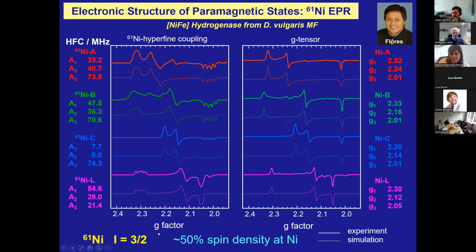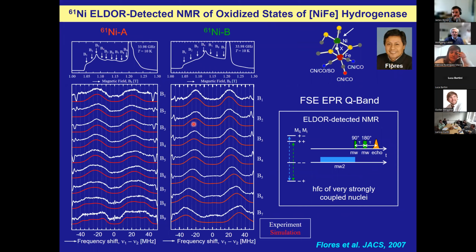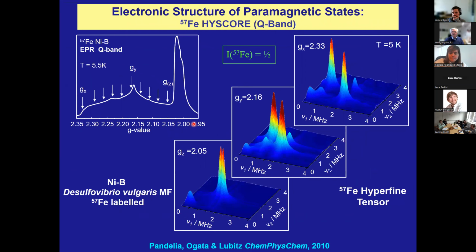You see nickel-61 has a spin of 3/2. We get a splitting into 4 lines. And so we get the whole nickel hyperfine structure from these spectra. And it shows that about 50% of the spin is at the nickel. And that can also be measured with radio-detected NMR. We also looked at the iron-57 labeled systems to see how much is at the iron-57, and the coupling is really very small. We detected that with high-field EPR, and you see a tiny coupling in the range of only 1 megahertz.